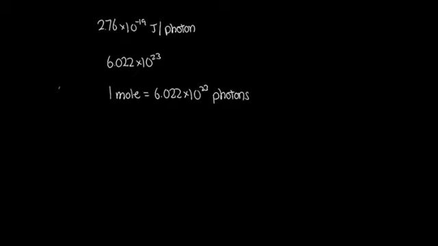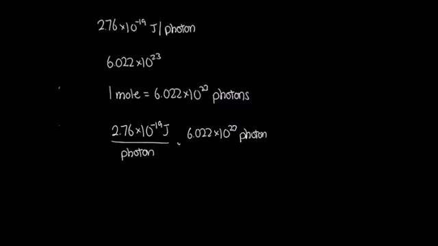Using this information, we can convert joules per photon to joules per mole. We take 2.76 times 10 to the negative 19 joules per photon and multiply by 6.022 times 10 to the 23rd photons per mole. And we get a final answer of 1.66 times 10 to the 5th joules per mole.